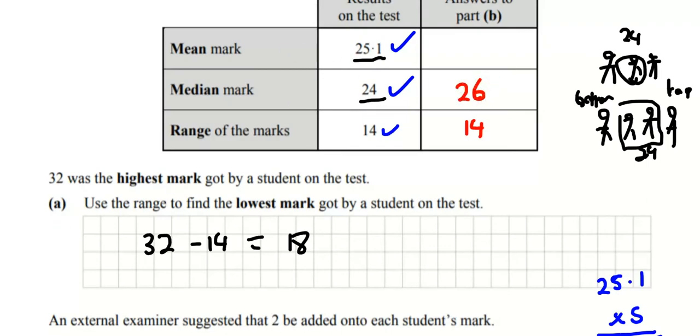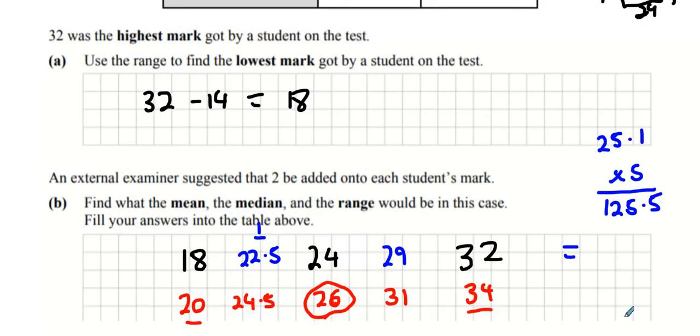And finally, the mean. What is the new mean of all these numbers? Well, I think it's going to be 2 bigger, because we added on an extra 10, didn't we? 2 plus 2 plus 2 plus 2 plus 2. So we added on an extra 10, which is 135.5, and then divide that by 5.